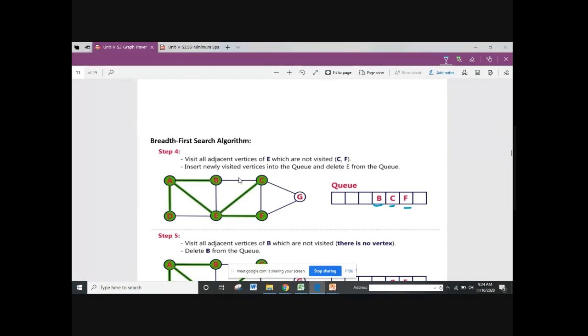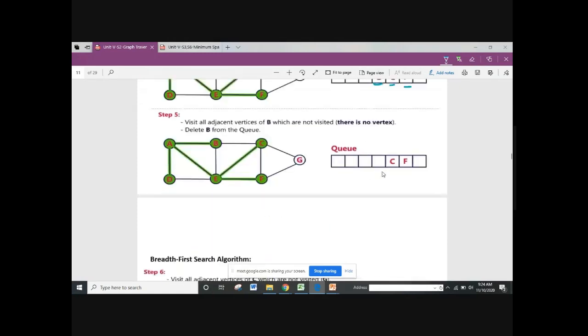And the only thing is C is not visited, but it is already in the queue. So there is no need of any updation. Okay. So now B is also taken out. Now the left out is C.